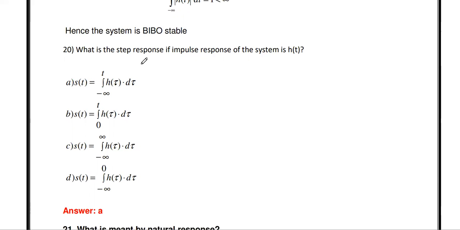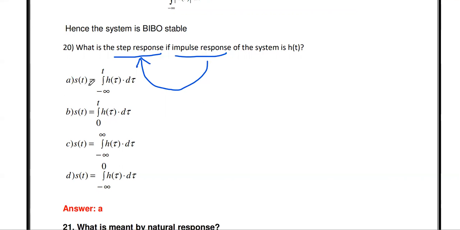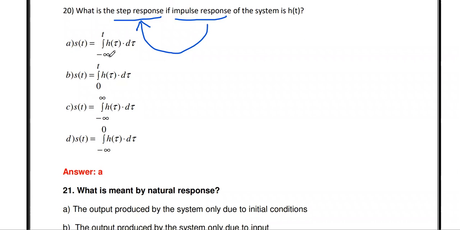We can derive the step response from the impulse response. If we know the impulse response h(t) of a system, we can derive the step response using a formula: S(t) equals the integral from minus infinity to t of h(tau) d tau. This is the correct formula. In the remaining choices, the integration limits will be wrong. So this is the correct choice.